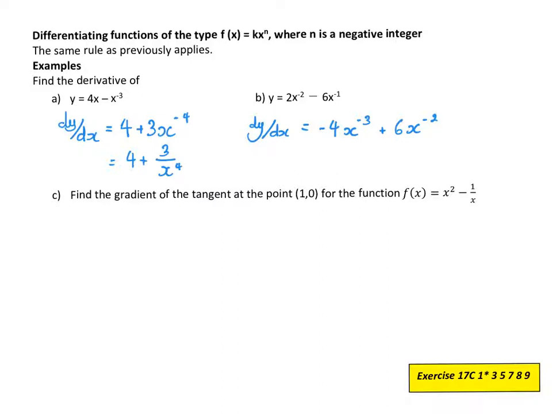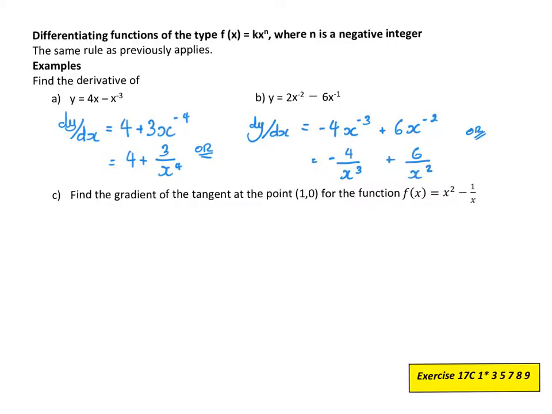And an alternative, because it's not asking for it, it could be minus 4 over x to the power of 3. Bring the power down the bottom, it becomes positive, plus 6 over x squared.